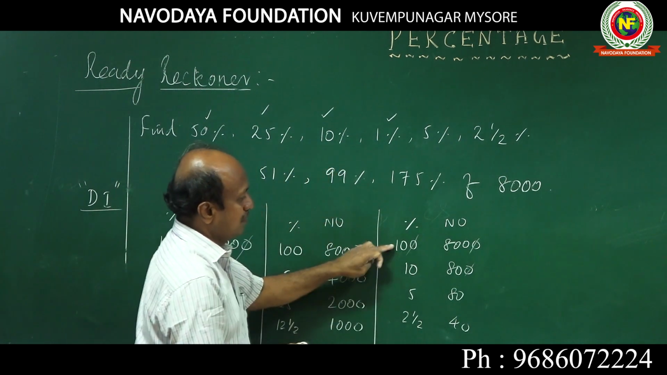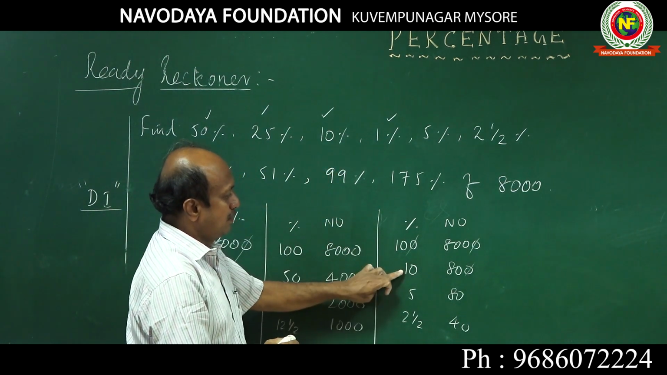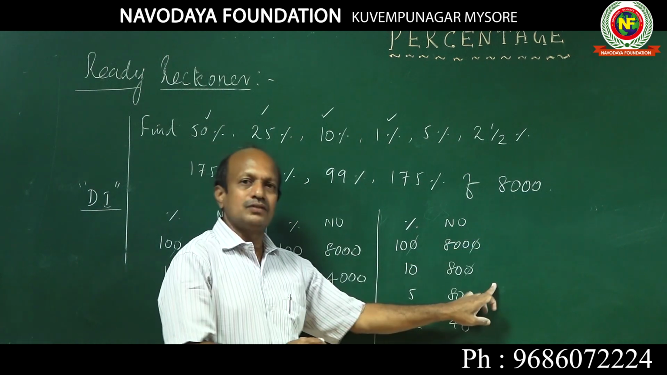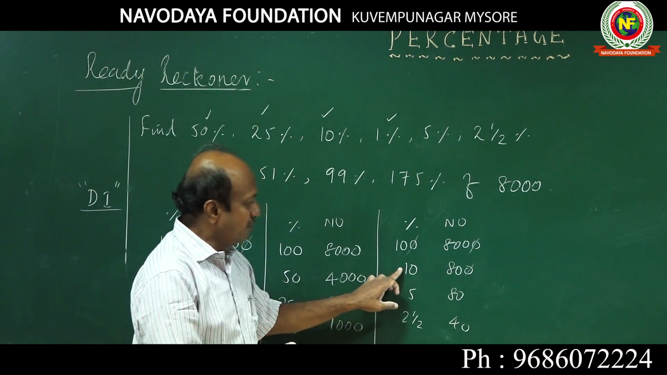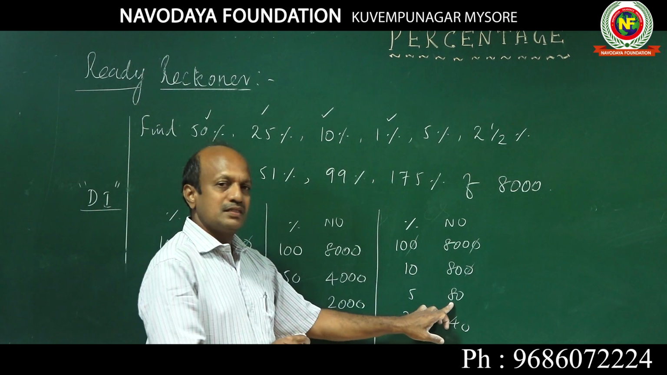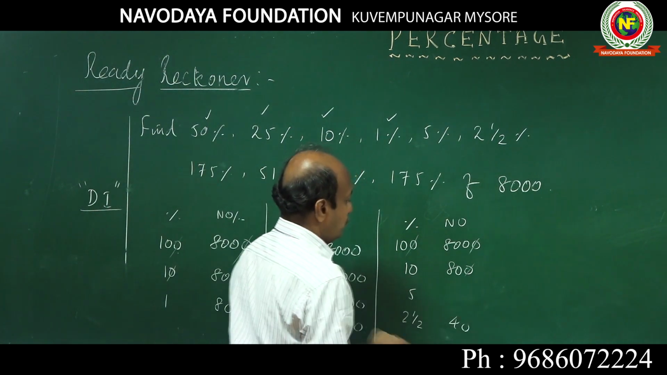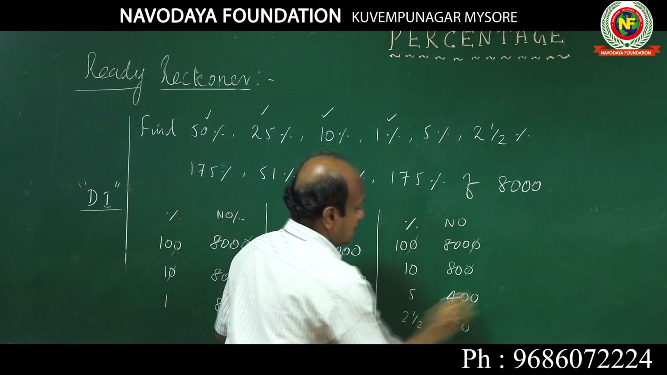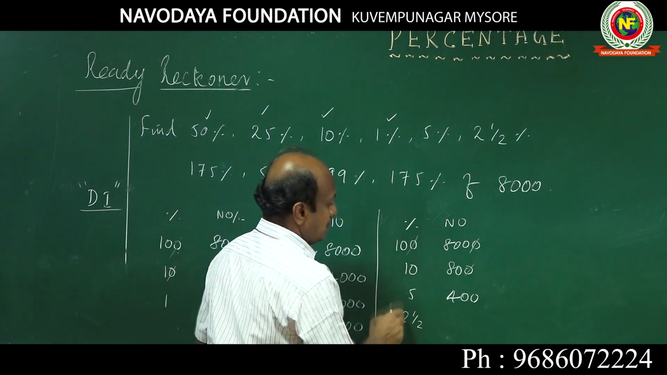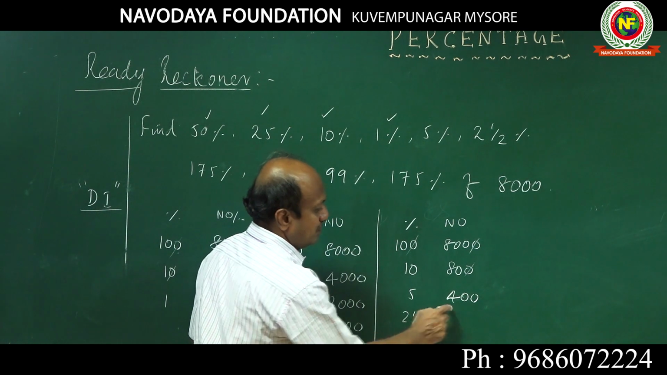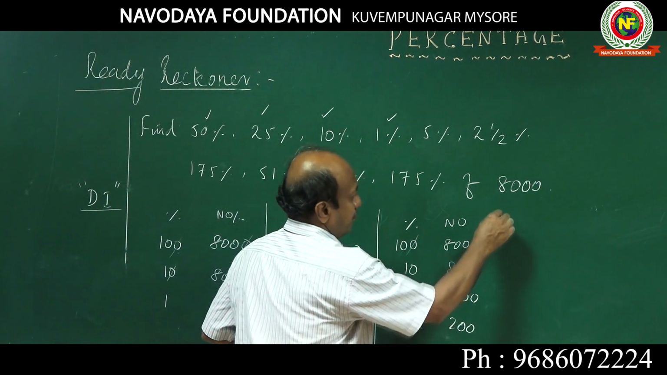You see that above the thing, right? Here 100 is divided by 10. Here also you have to divide by 10. Here half of 10 is nothing but 5. Half of 800 is nothing but 400, right? 2.5 is nothing but half of 5 is 2.5. Therefore you get 200. Right.